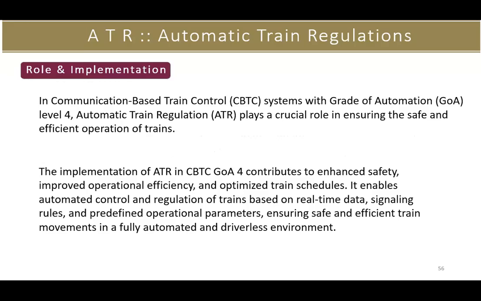Then the role and implementation of this. In a communication-based train control system, the GOA4 automatic train regulation plays a crucial role in ensuring the safe and efficient operations of trains. Implementing ATR in GOA4 contributes to enhanced safety, improved operational efficiency, and optimized train schedules. It enables the automated control and regulation of trains based on, very importantly, real-time data and signaling rules and predefined operational parameters, ensuring safe and efficient train movements in a fully automated and driverless environment.